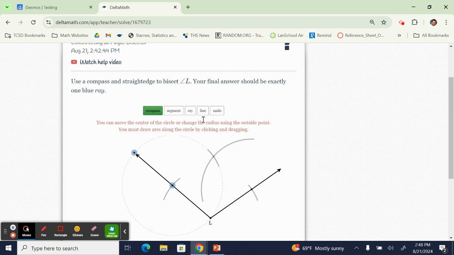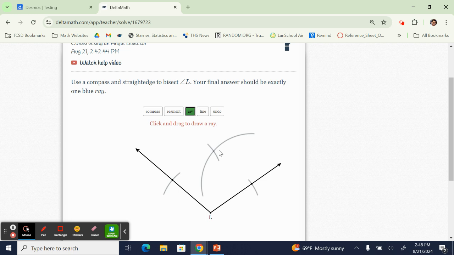Once you have those arcs intersecting, you're done, right? You have that second point on the ray, start with the endpoint, go through that second point, and you have successfully bisected that angle L.